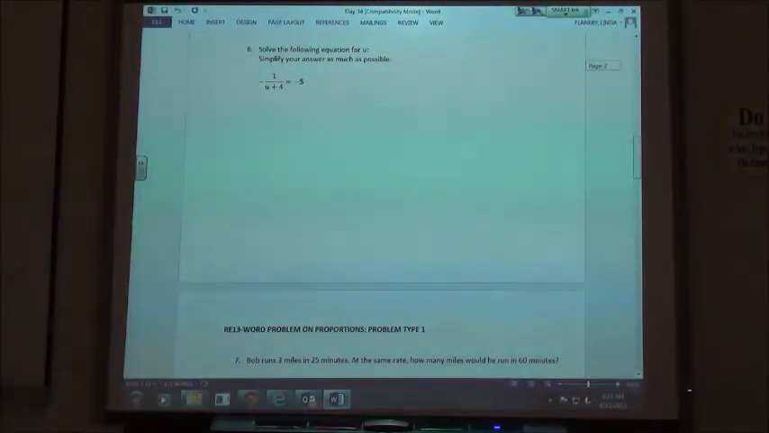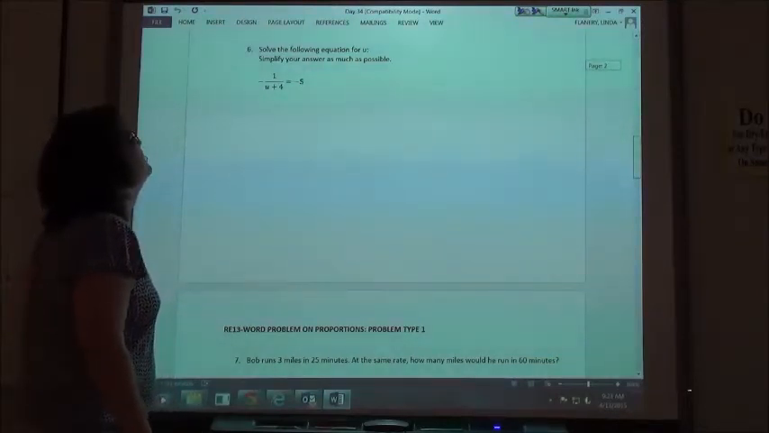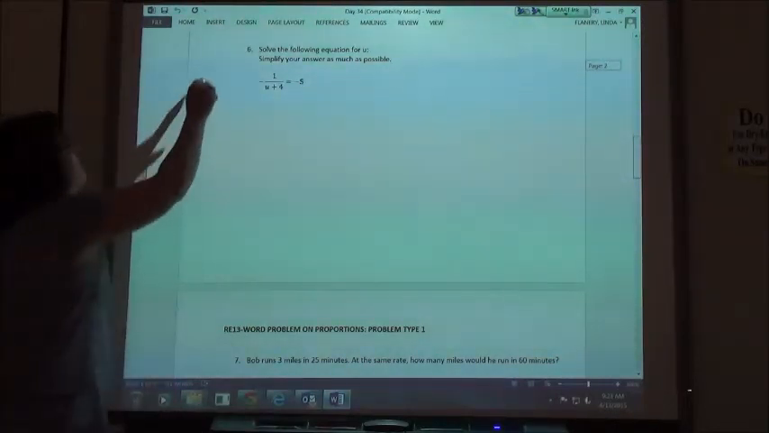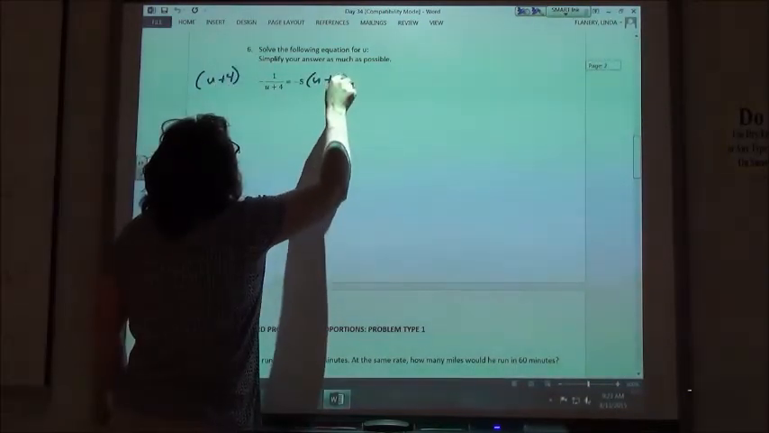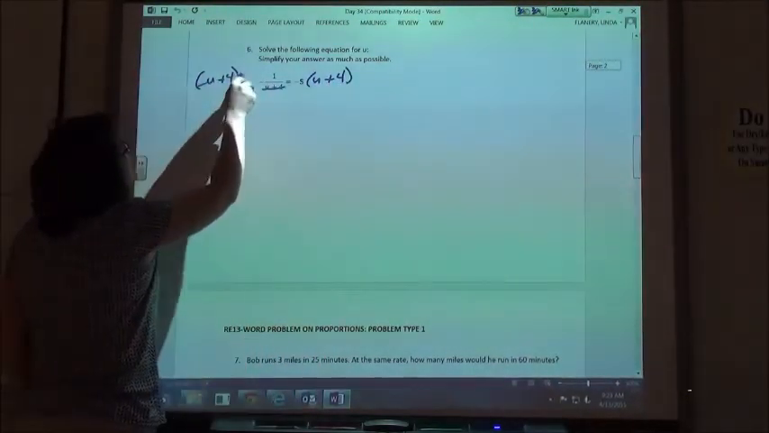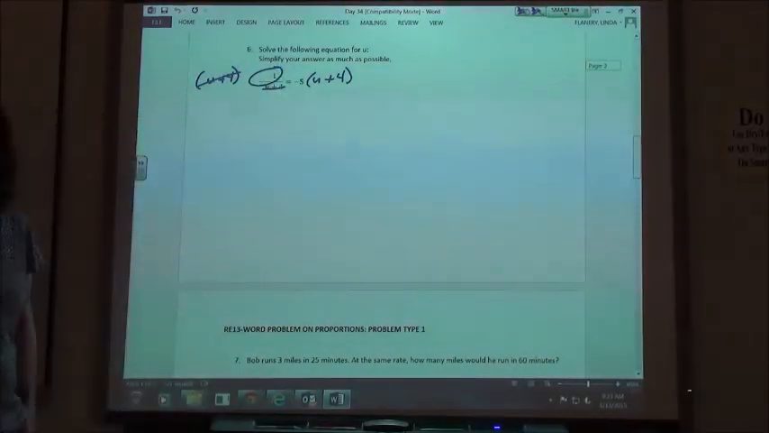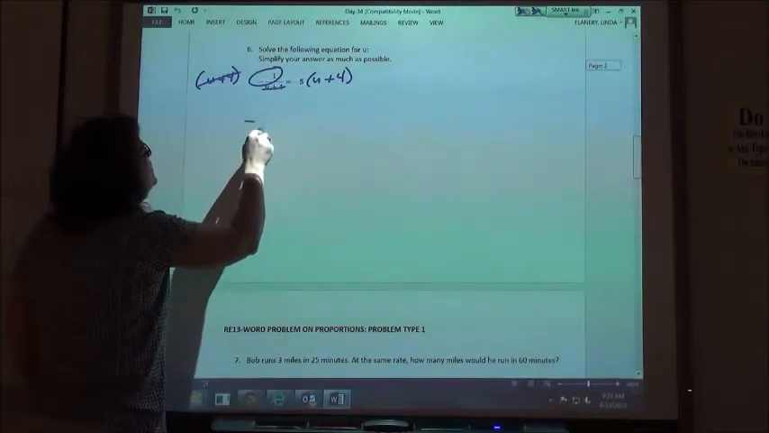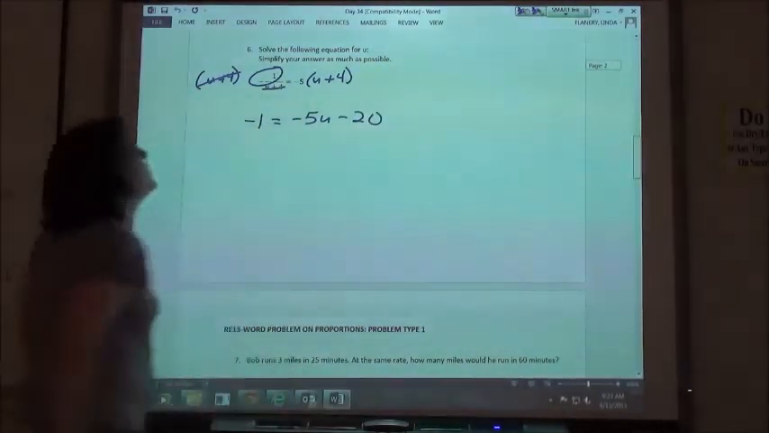So number 6, same kind of thing. We want to solve that for u. The first thing we're going to do is multiply by the u plus 4. So the u plus 4's cancel out. Be careful on that one because there's that minus in front of the fraction. We're going to leave that with the 1. So minus 1 equals negative 5u minus 20 then.